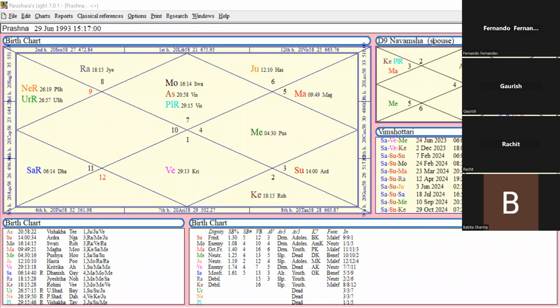Gaurish, Babita, these people just come to sleep. They are not there also. Face is not visible, nothing.